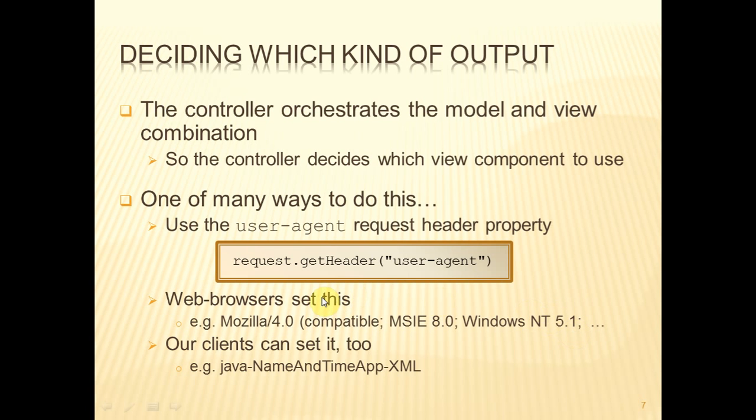Well, if web browsers can do it, then so can our Java clients. So we can set the header information to something that our application is expecting, and then the application can call getHeader from the request object and get the user agent information that the client set, and if the controller recognizes it, then it knows what kind of client it's got and can therefore invoke the appropriate view.